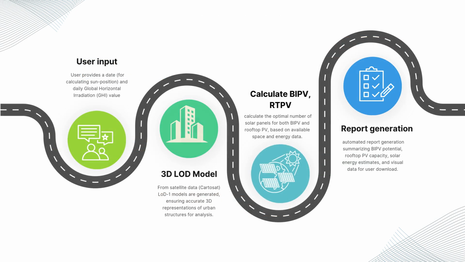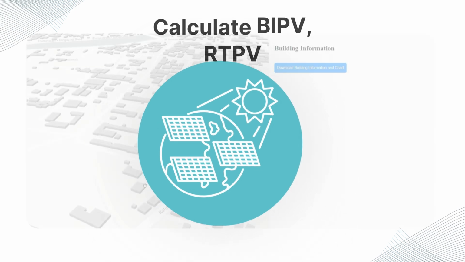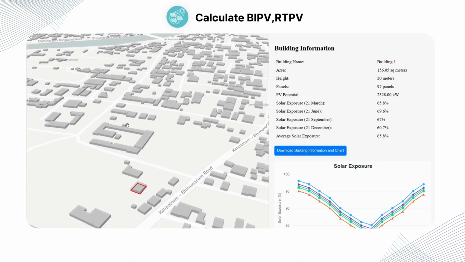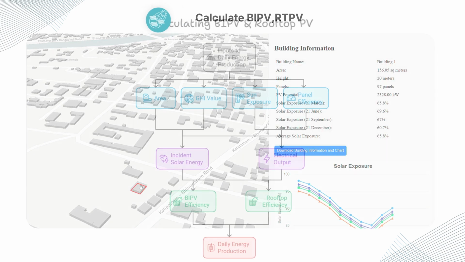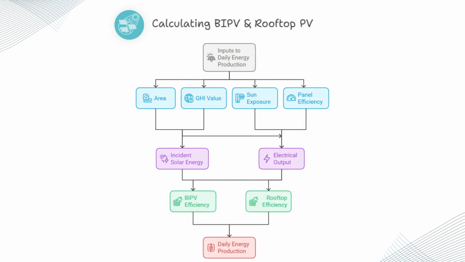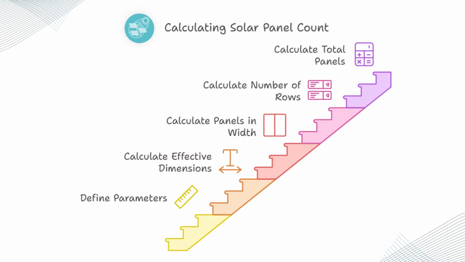To calculate BIPV and rooftop PV, the requirements are area, GHI value, sun exposure, and panel efficiency. Using area and GHI value, we derive incident solar energy. Using sun exposure, panel efficiency, and incident solar energy, we calculate electrical output. The BIPV efficiency or rooftop efficiency is measured from incident solar energy and electrical output. So, the number of solar panels that can be installed in a particular building to generate high potential is calculated from the building area which is exposed to sunlight and the panel's dimensions.